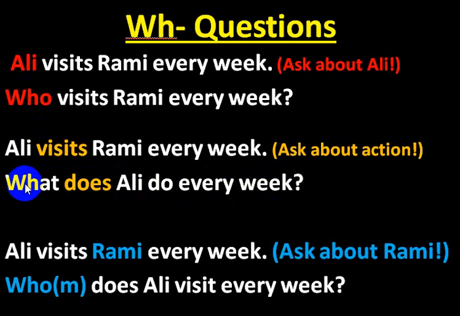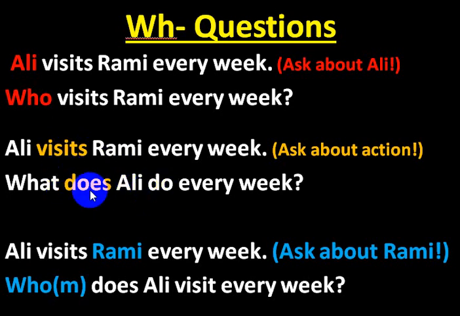Why do I use what? Because I'm asking about something, not about a person. Why do I use does? Because the main verb is simple present tense. You shouldn't say, what does Ali visit? No, you have to say, what does Ali do? Because I'm asking about the thing that Ali does, or has already done. So I'm asking about the thing that Ali does, so I have to use the verb do. I say, what does Ali do?